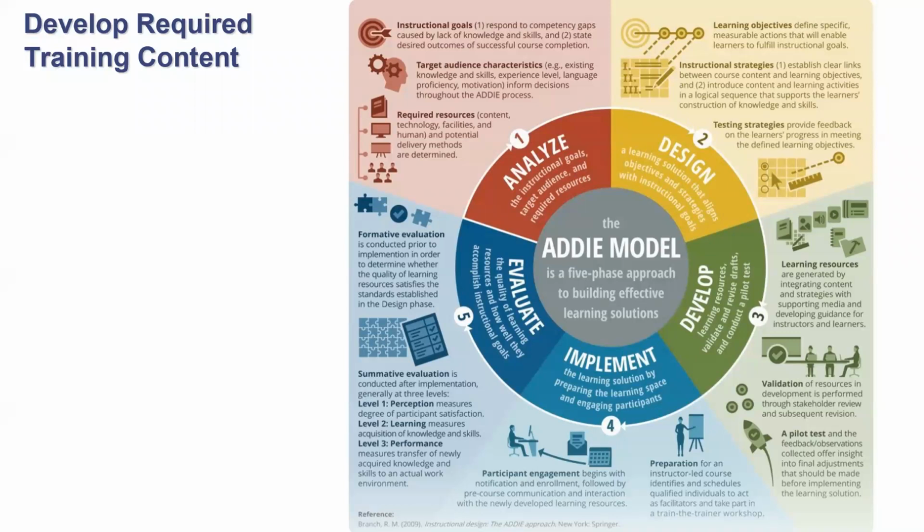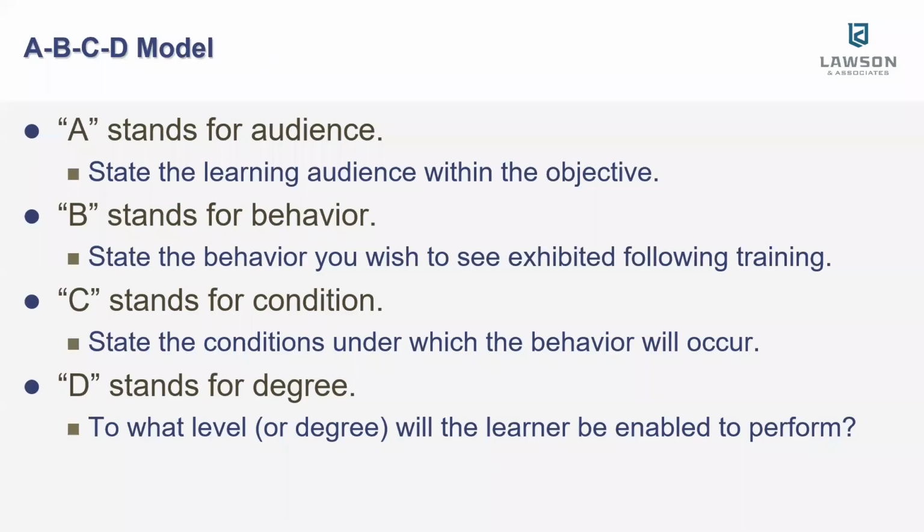So there are different types of summative evaluations and formative evaluations that you can get through this step 5 in the ADDIE model. And that really just has to do with prior to implementation and after implementation, the perceptions, the learning, and the performance of the student, okay? So a little bit about the ADDIE model. There's the ABCD model.